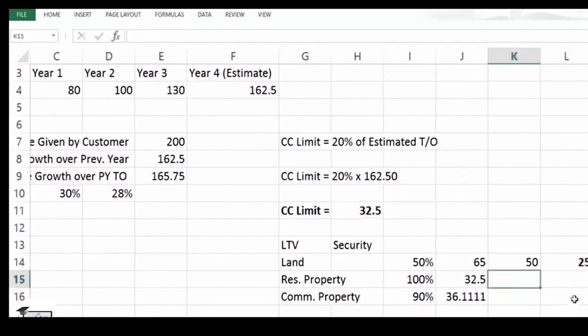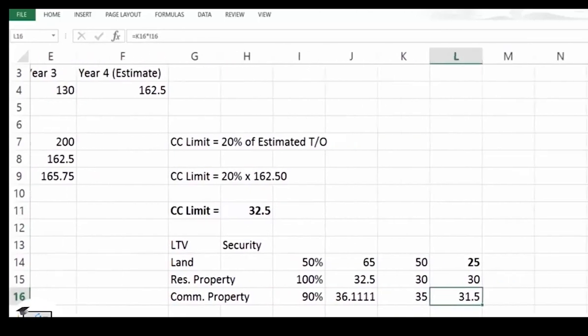Similarly, let's say instead of 32.5 million worth of property, they have only, say, something like 30 million worth of property. Then if it is a residential property, then there is a possibility the bank can go for 100%. Then bank may go for 30 million. Okay, they cannot permit 32.5 because the security is lesser. So here CC is going to be 30 million. And let's say the commercial property that is available is only 35 million. Then on 35 million, the bank may lend 90%, which is 31.5. Eligibility is 32.5, but whichever is lower is going to be the criteria. So the bank is going to consider only 31.5.